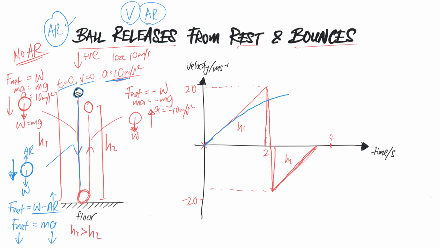Because there's air resistance now opposing the motion, the speed just before it hits the ground will be lesser than 20. And another thing to take note of is the area underneath the graph over here, just when it hits the ground. This area must be equal to the area here, because the height that the ball is released from is still the same.